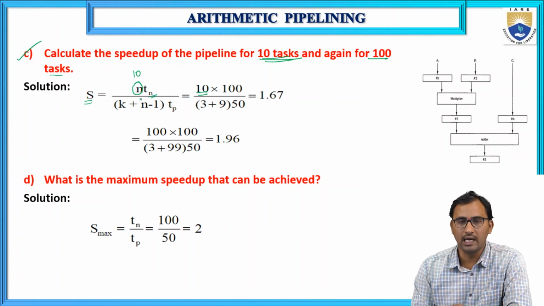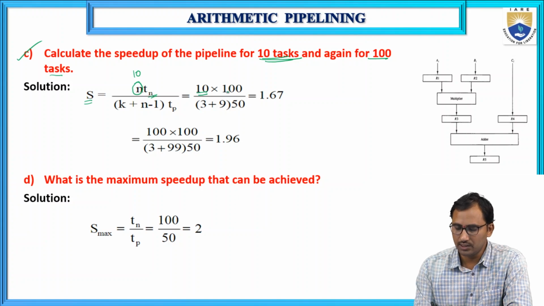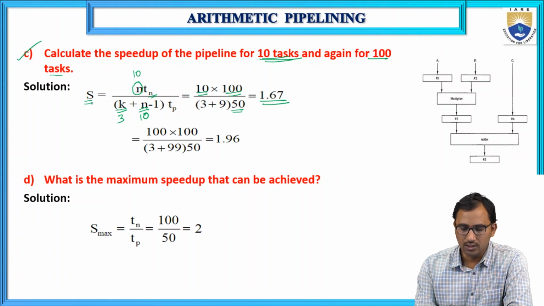So just before we have calculated Tn, non-pipelined execution time, that is 100 nanoseconds, by k plus n minus 1. So we are using 3-stage pipeline technique. So k is equal to 3 and n is equal to 10. So 3 plus 10 minus 1, that is equal to 3 plus 9 into 50. Tp value will be 50. So you will get 1.67. That is a speed up factor when it is doing 10 tasks.